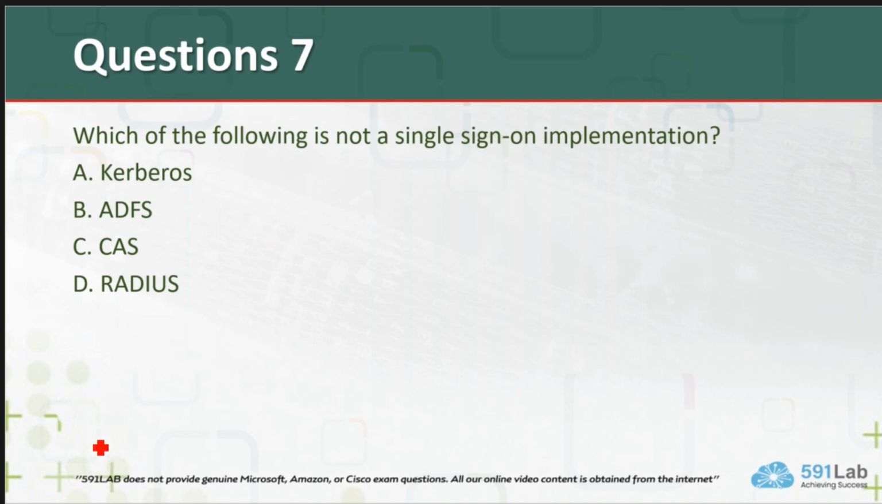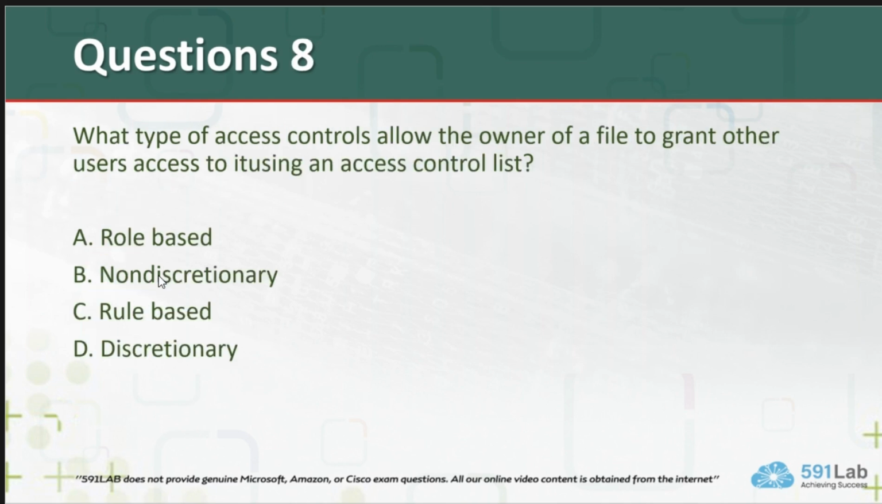So the answer for this one is actually Radius. I know this was kind of a trick question. Why? Because vendors use Radius behind the scenes to provide authentication for proprietary single sign-on, or SSO. But at its nature, Radius is not a single sign-on solution. It's an authentication solution, not a single sign-on solution.